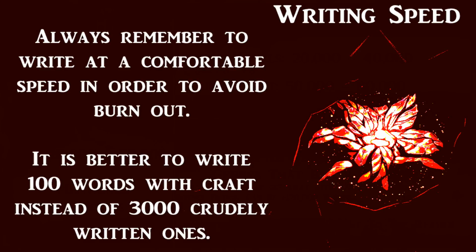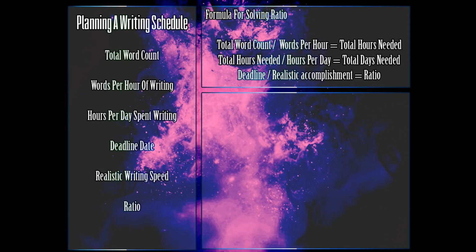The next thing to talk about is writing speed. To know your true writing speed is more important than having a fast writing speed. My writing speed for this, I'm estimating it's going to be about 1,500 words an hour. So, there's that. Figure out your writing speed. The next thing that we went over is planning a writing schedule, total word count, words per hour, all that stuff.